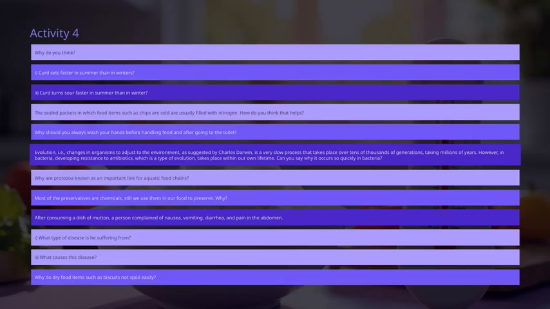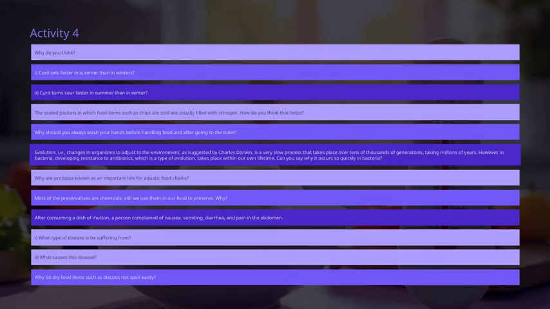Now, let's talk about evolution. Charles Darwin suggested that evolution is a very slow process happening over thousands of generations and millions of years. But in bacteria, resistance to antibiotics develops much faster. Why is that? Because bacteria reproduce very quickly, often in just minutes, and mutations can happen rapidly. This quick reproduction and genetic change allow bacteria to develop resistance within our lifetime.